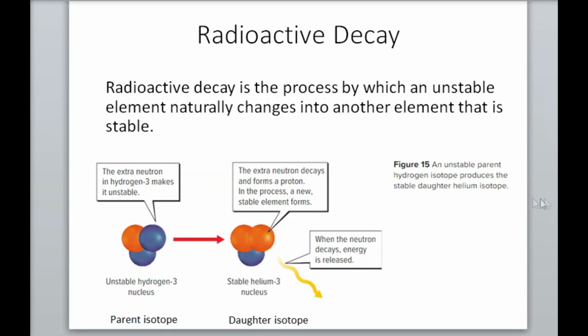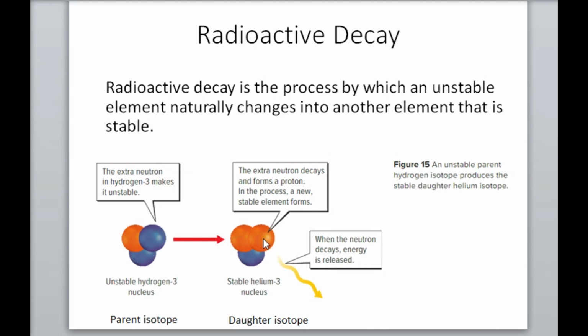Okay, so let's have a look at radioactive decay in a little bit more detail. So here we have a hydrogen isotope. This is hydrogen 3, and it says here it's unstable. So what happens is it decays and it forms something called helium 3. Now, the reason why we call it helium is because one of these neutrons decays to form a proton.